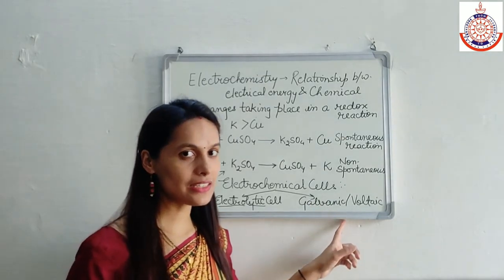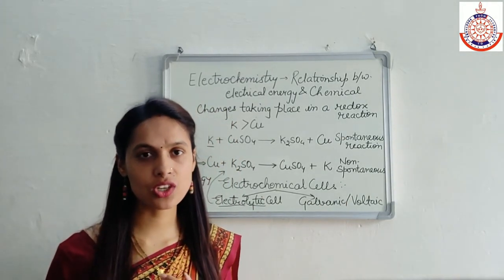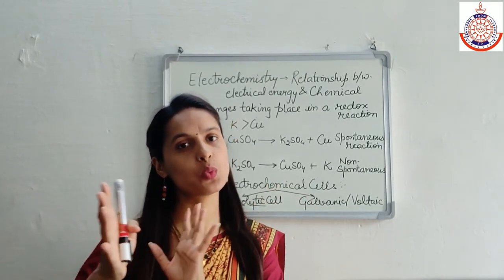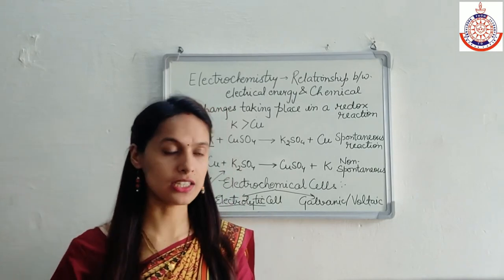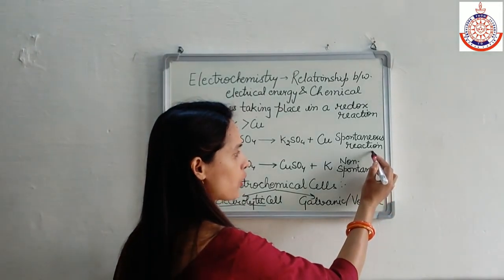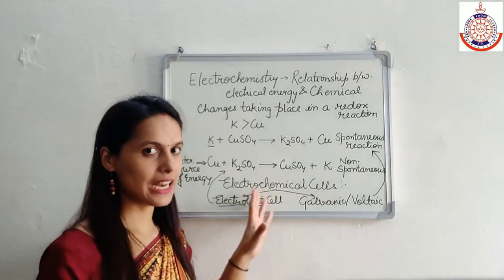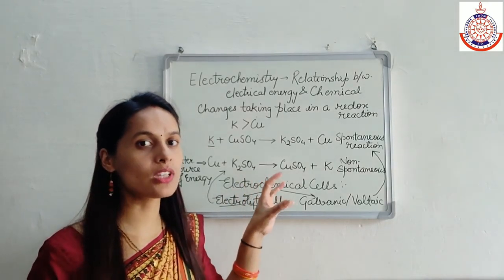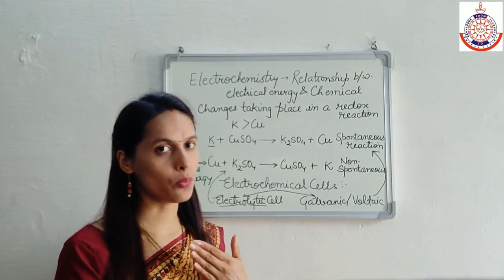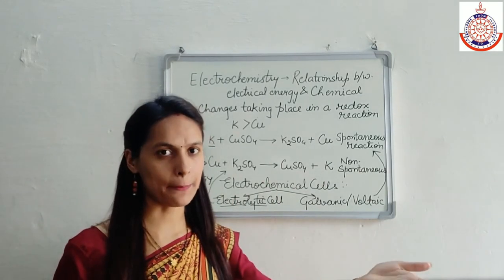But in a galvanic cell, we are dealing with a spontaneous reaction. Means in a galvanic cell, the chemical energy gets converted into electrical energy. So galvanic cells deal with spontaneous reactions. Both are electrochemical cells, designed to convert one form of energy into another, either chemical to electrical or electrical to chemical.